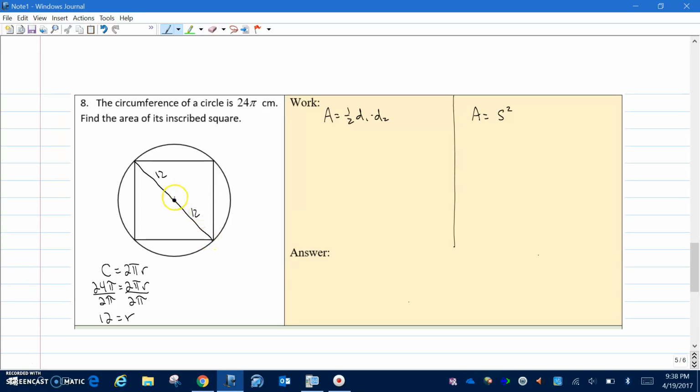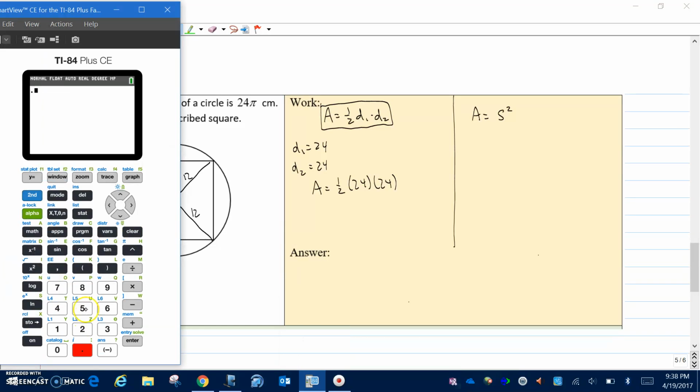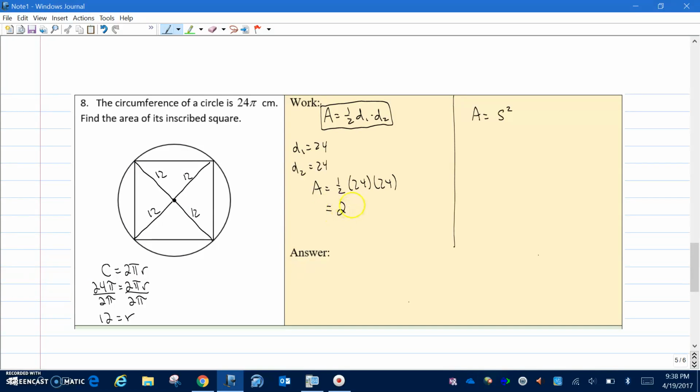so we can go ahead and extend to this side, and we can also extend this way. So hopefully that kind of sparks some interest in this first formula here. And if we apply that, we have diagonal 1 is 24, and diagonal 2 is 24. So we have area equals 1/2 24 times 24. So we'll grab the calculator really quick and go ahead and do a 0.5 times 24 times 24, and that's going to give us 288. So we have 288 for the area.